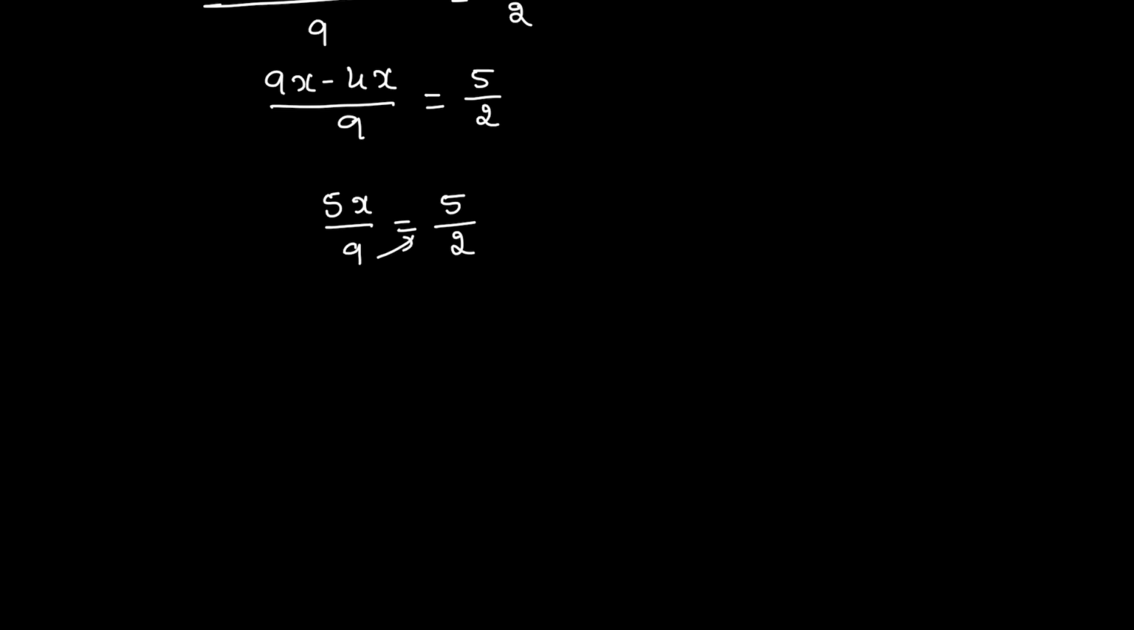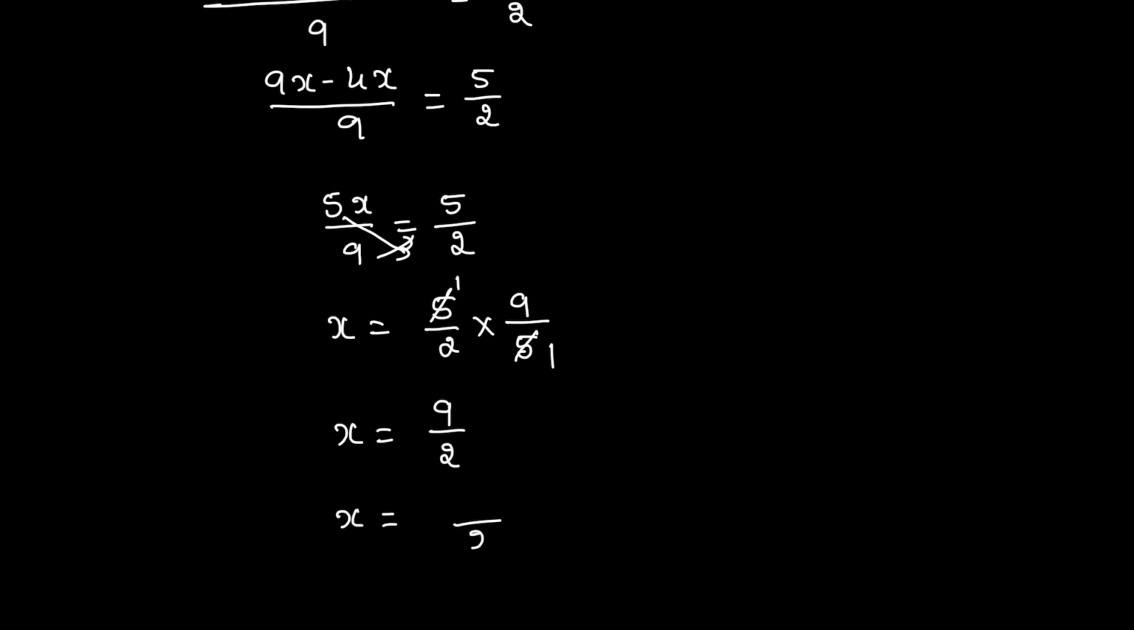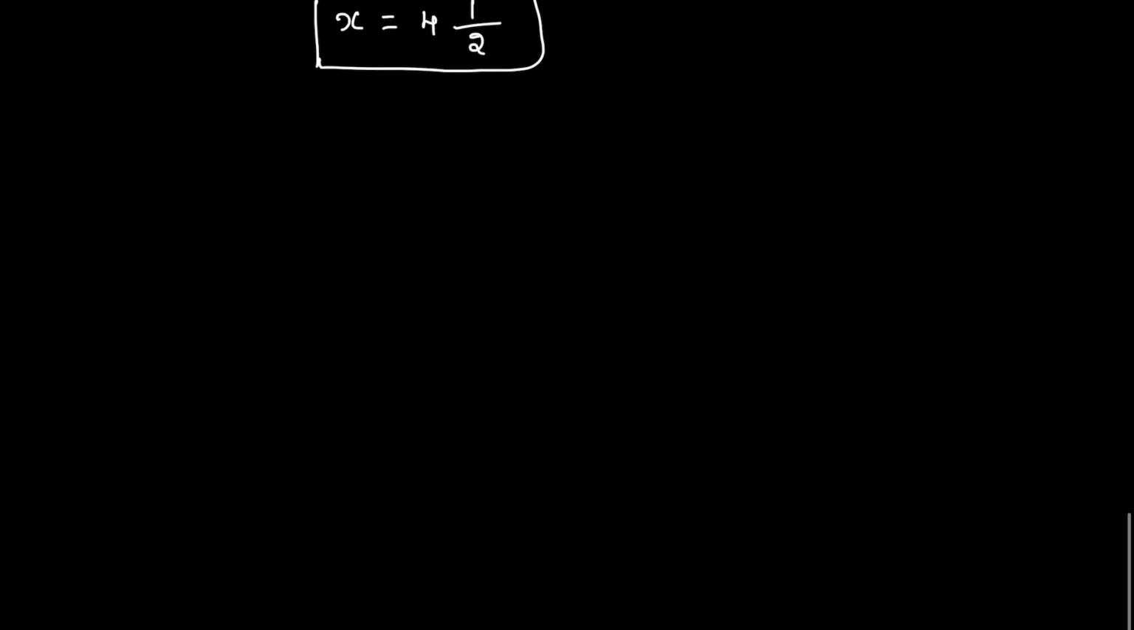So again we should take cross multiplication. x is equal to 5 by 2 into 9 will go to the numerator, 5 will come to the denominator, 5 gets cancelled. The x value is 9 over 2. You can convert it into a mixed fraction also. 2 fours are 8, 1 plus 1 is 4 1 by 2 will be the answer. So next we'll solve question number 13.